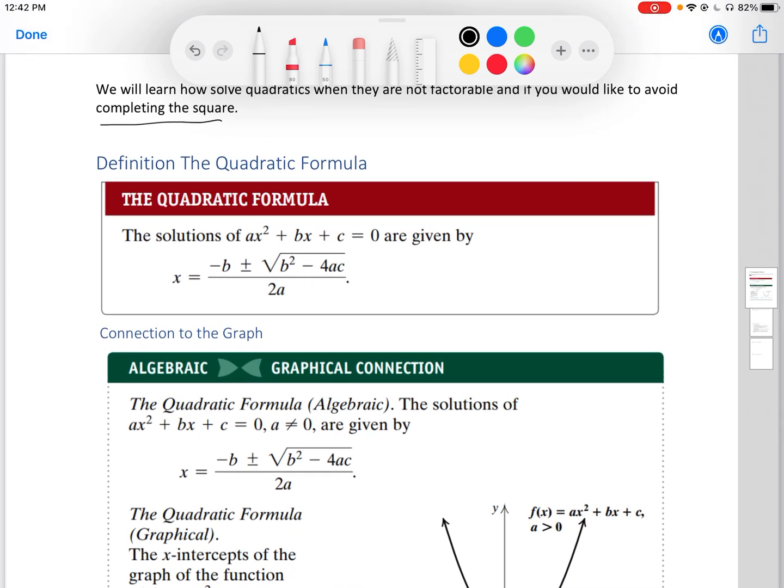So our definition of the quadratic formula is: the solutions of ax squared plus bx plus c equals 0 are given by x is equal to negative b plus or minus the square root of b squared minus 4 times a times c, divided by 2 times a.